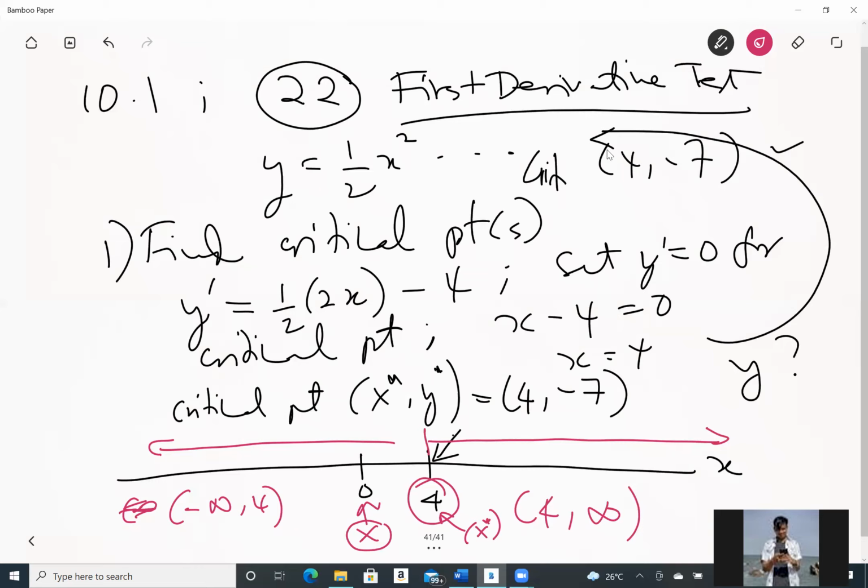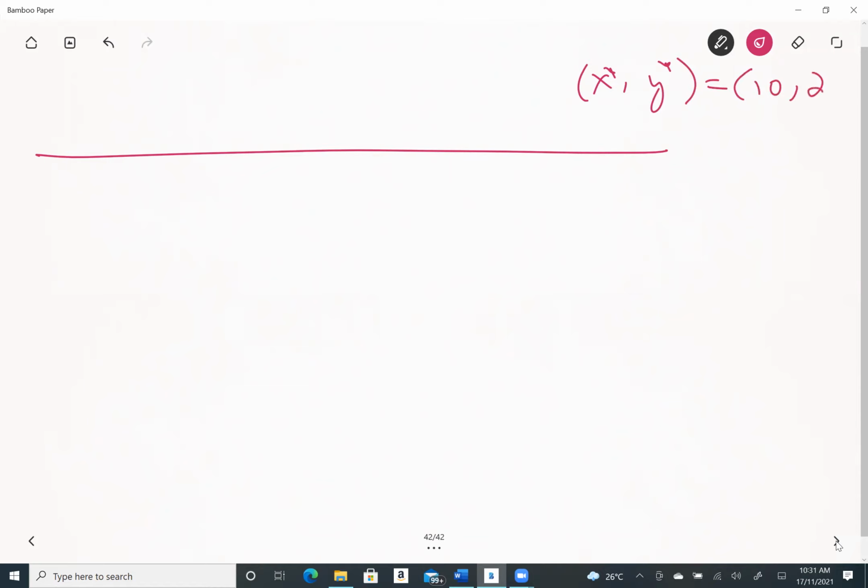I can give you another example. If the critical point is, say, 10, x star equal to 10, 24. You don't worry about that 0. The critical point here is 10. So what are the intervals? Quickly. 10 to infinity. The other one is negative infinity to 10.